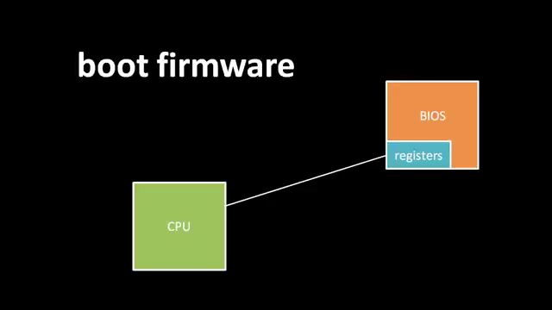Older PCs had a boot firmware device called the BIOS, short for Basic Input-Output System, but more recent PCs have replaced the BIOS with the newer standard UEFI, the Unified Extensible Firmware Interface. In either case, the main task of the BIOS or UEFI is to jump execution to an operating system loader on one of the system drives, most commonly a hard drive. From there, the operating system code is responsible for managing the system and providing an environment in which to run other programs.